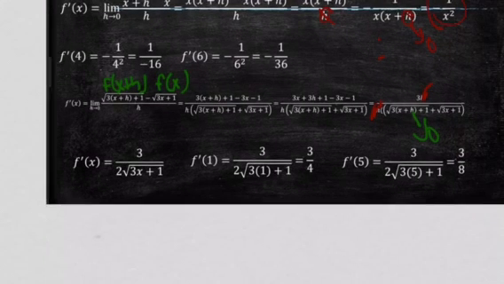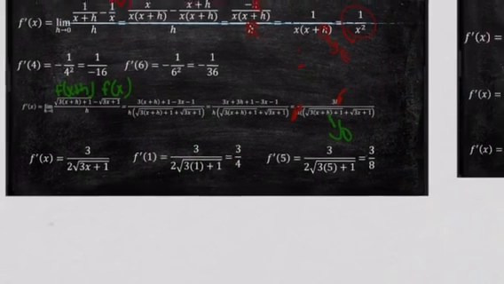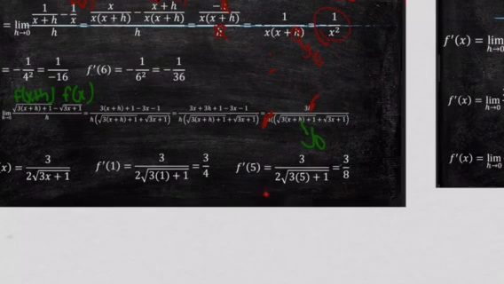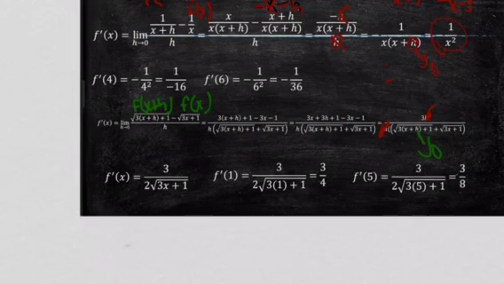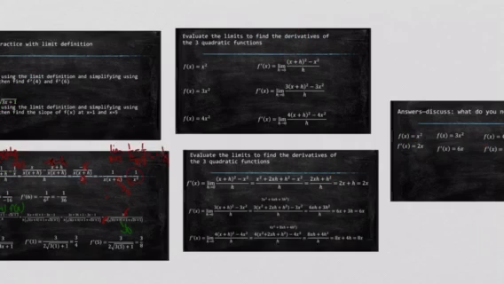So now if we want to find the slope of the function at x equals 1, we'll just plug that in, get 3 over 4. If we want to find the slope of the function at x equals 5, we just plug that in, we get 3 over 8 when we simplify. Okay, so now we can find the slope of the function square root 3x plus 1 at any x value we want using this function, which we call the derivative.